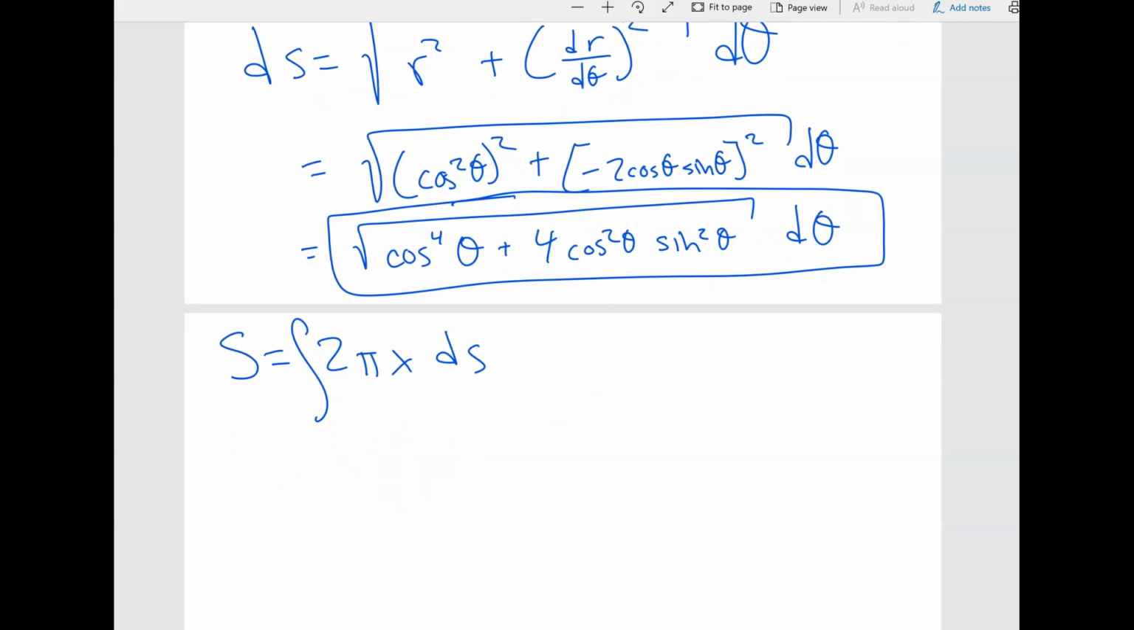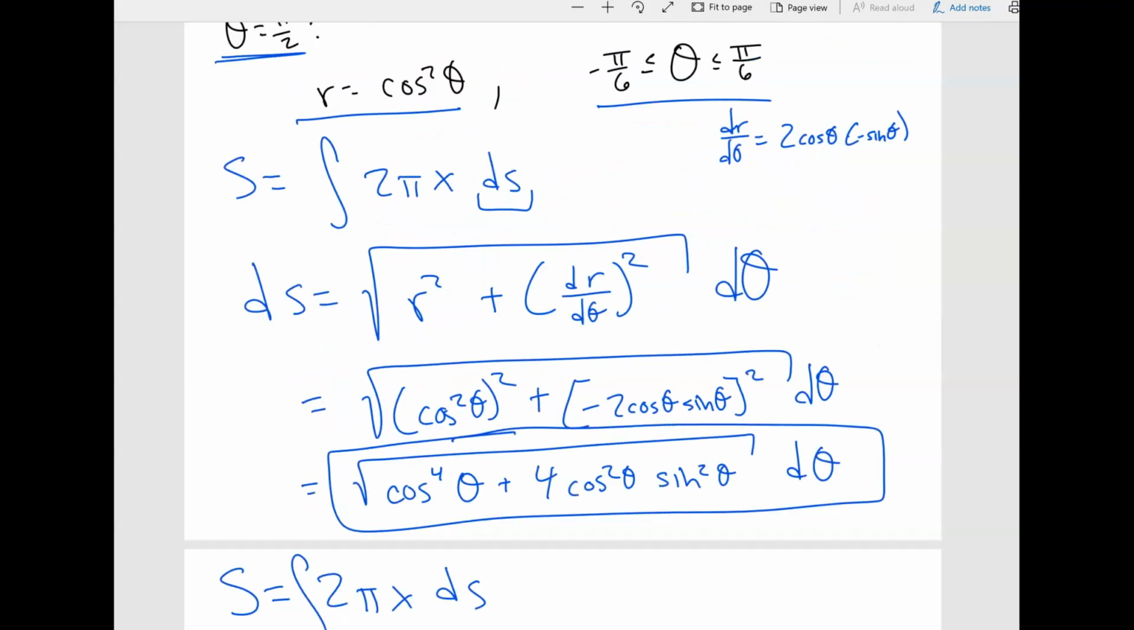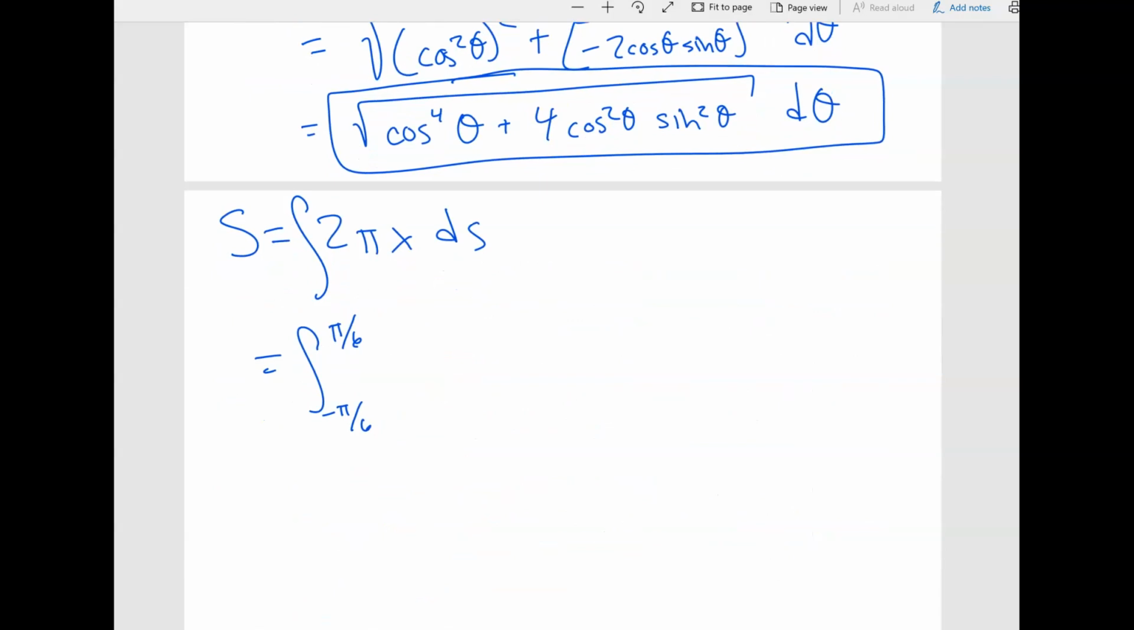The theta values are going to be from negative pi over 6 to pi over 6, I think, right? That was what it was. Yeah, pi over 6. Then you have the 2 pi. We'll worry about the x in a little bit. And then the ds is just going to be the square root of cosine to the 4th theta plus 4 cosine squared theta sine squared theta, d theta.